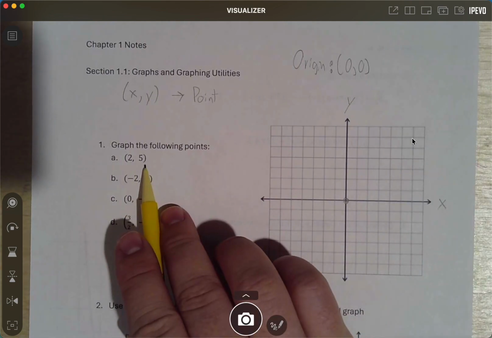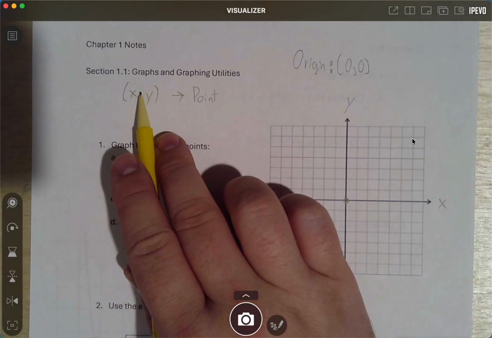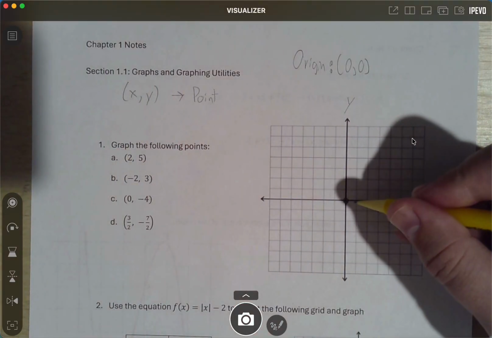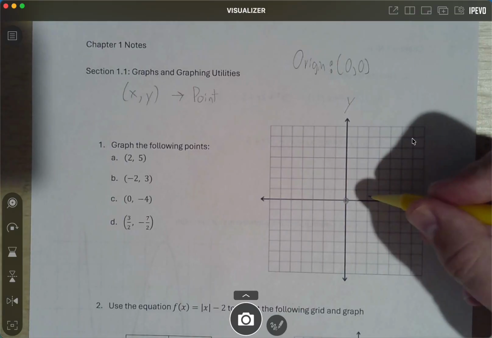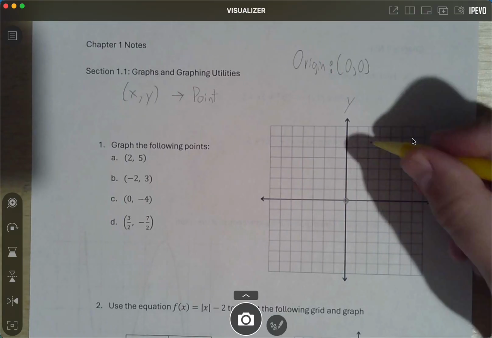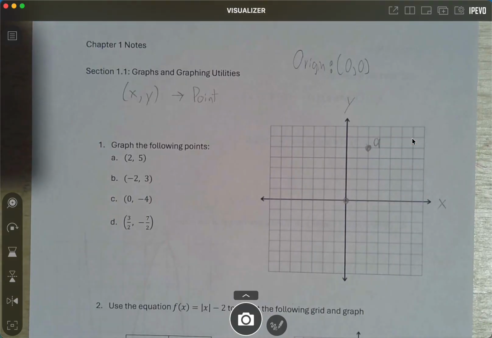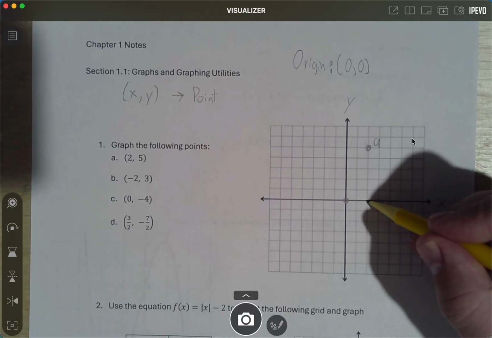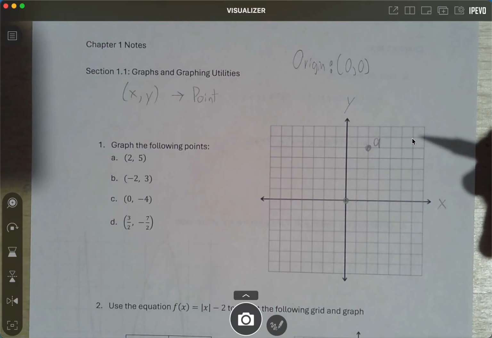So for 2, 5, we're saying I want to go right 2, positive 2 on the x-axis. So from the origin, I'll move right 1, 2. And notice I'm holding my pencil here, and then I'll move up 5, or positive 5 on the y-axis. Up 1, 2, 3, 4, 5. And so here I am, and I'll even label this point A to say that that's where point A is graphed. So from the origin, I went right 2, and then from there, notice I'm holding my pencil down, again, 1, 2, 3, 4, 5, after my initial move.